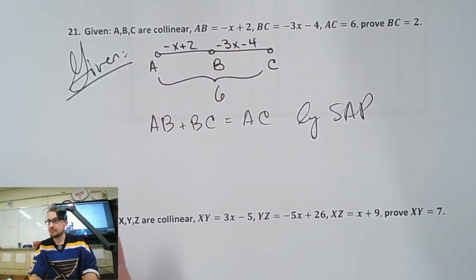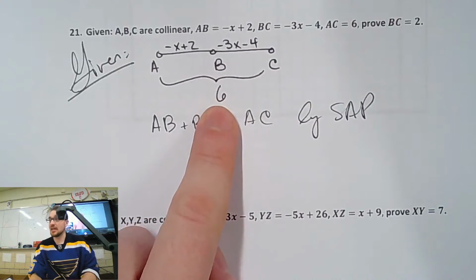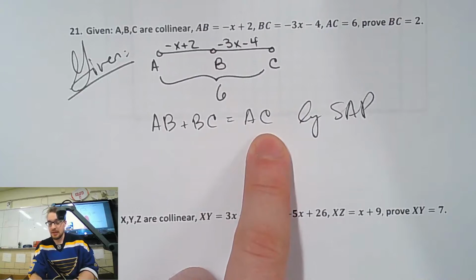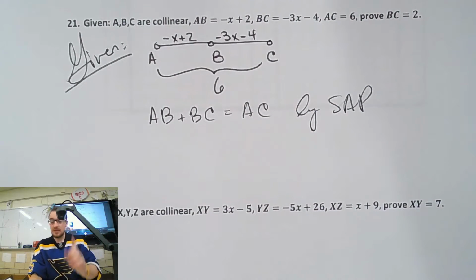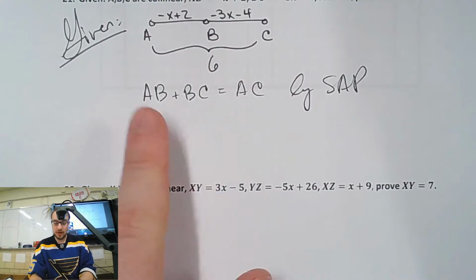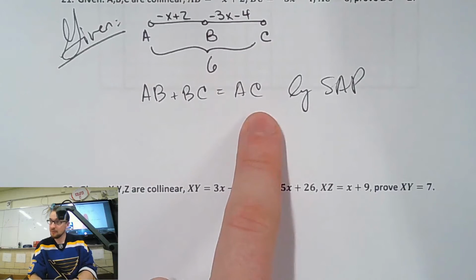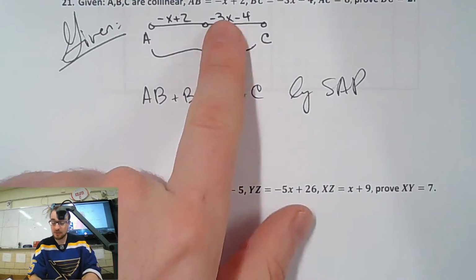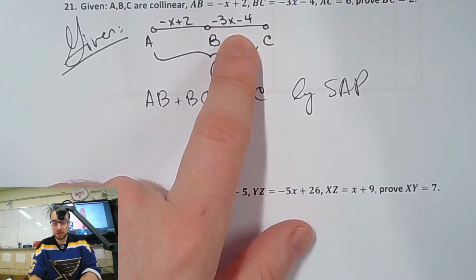So here we are. We know that these two segments should add up to 6 by the segment addition postulate, so I wrote that. AB plus BC should equal the whole thing. Am I done? No, but I stopped there. Then I plug stuff in by substitution, right? So I'd put negative x plus 2 here, negative 3x minus 4 there, and 6 here. Then I'd solve, find out x is negative 2. And then when I plug it back in for BC by substitution, I get BC as 2.